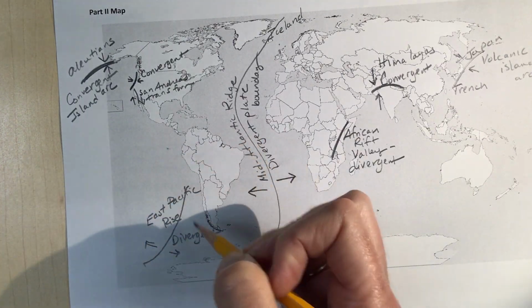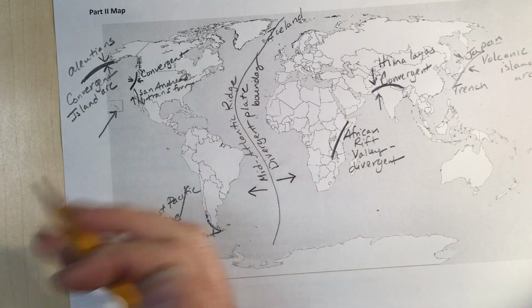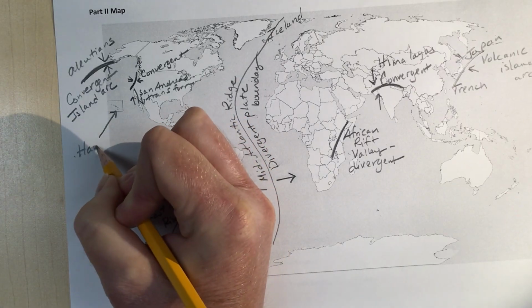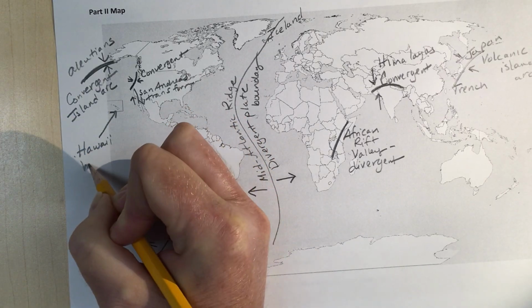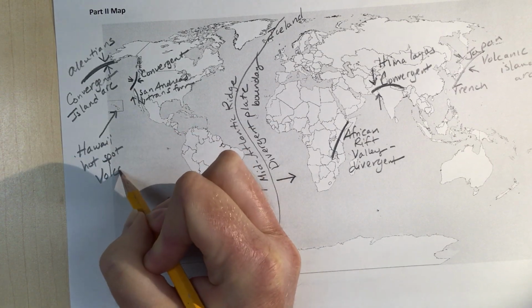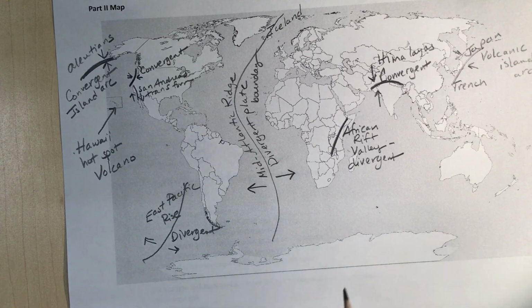And then over here in Hawaii, that's Hawaii. They put this little square because it's not to scale. It's actually more out here in the Pacific. But Hawaii is a hot spot volcano. Remember, that is not on a plate boundary. Many of you get that wrong on tests, but it is in the middle of a plate where there's a crack that allows magma to rise.